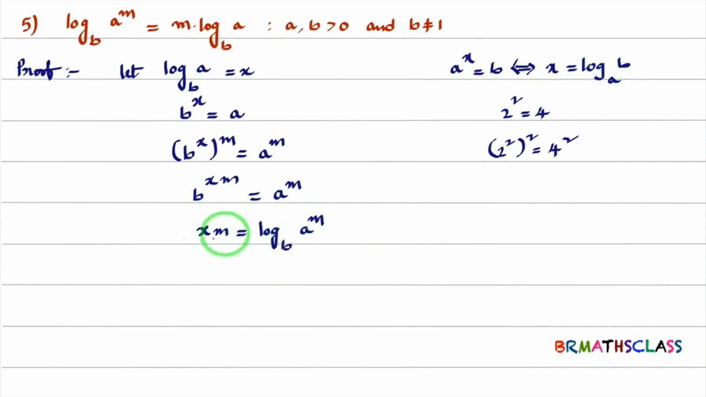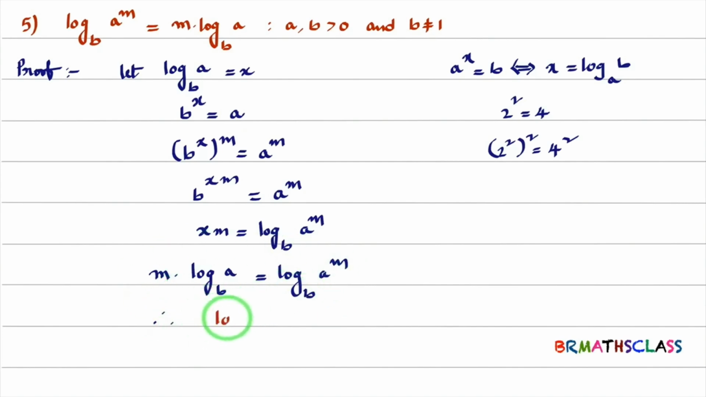xm is nothing but mx only. So first I'll write m into x. What is x? x is log a base b. We considered log a base b as x, so m times log a base b equals logarithm of a^m base b. This is one of the important results we use very frequently in the calculus part. So what did you prove finally?